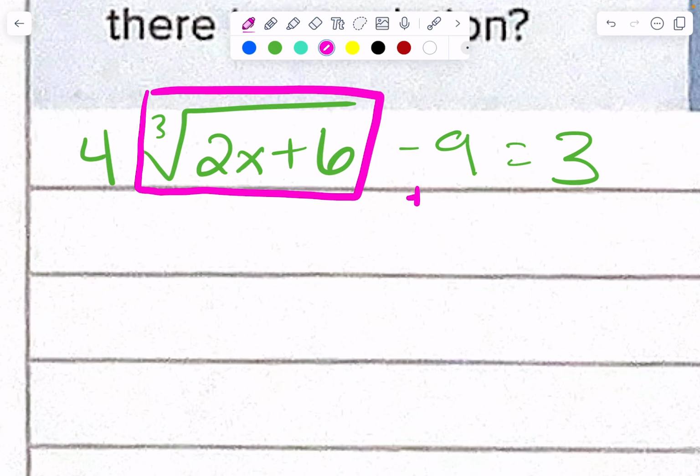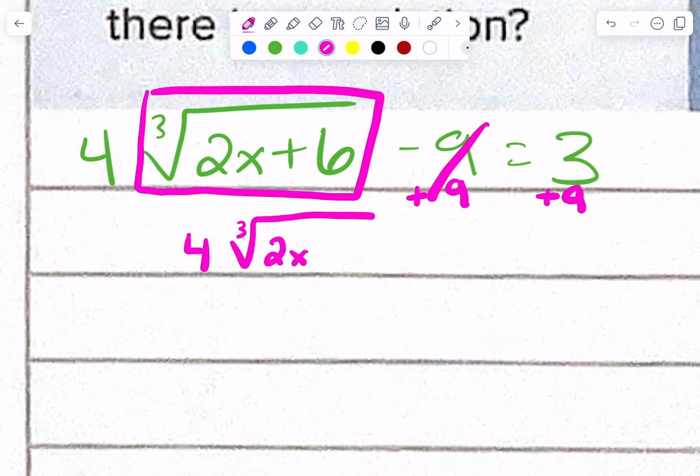The 9 goes first, so I'm going to add the 9 over, all right? That's my next step. And if you want to not write out each step and do 2 steps at once, that's fine. 3 and 9 is 12. Then I still have to isolate the radical. That's this guy right here. So I'm going to divide by 4 to do that.